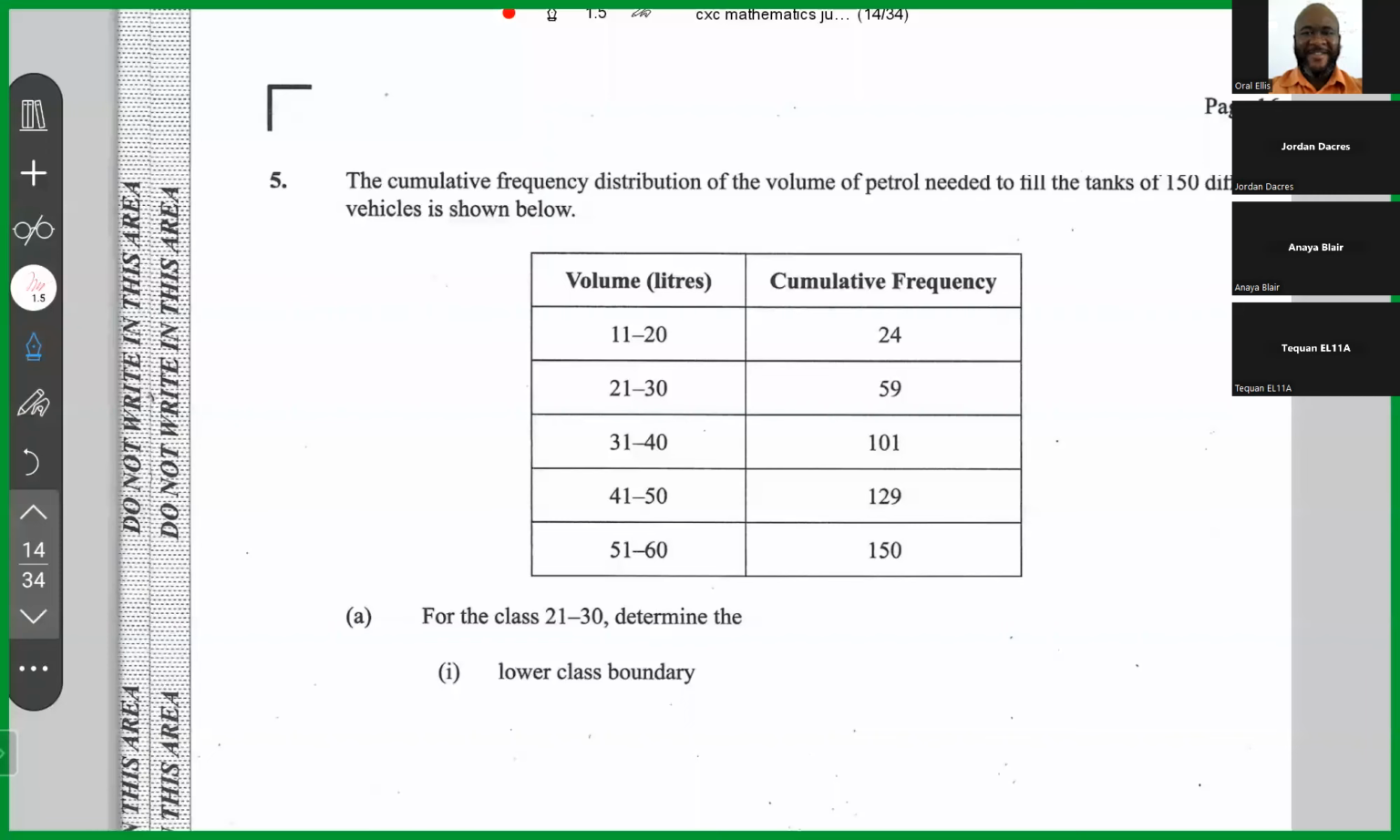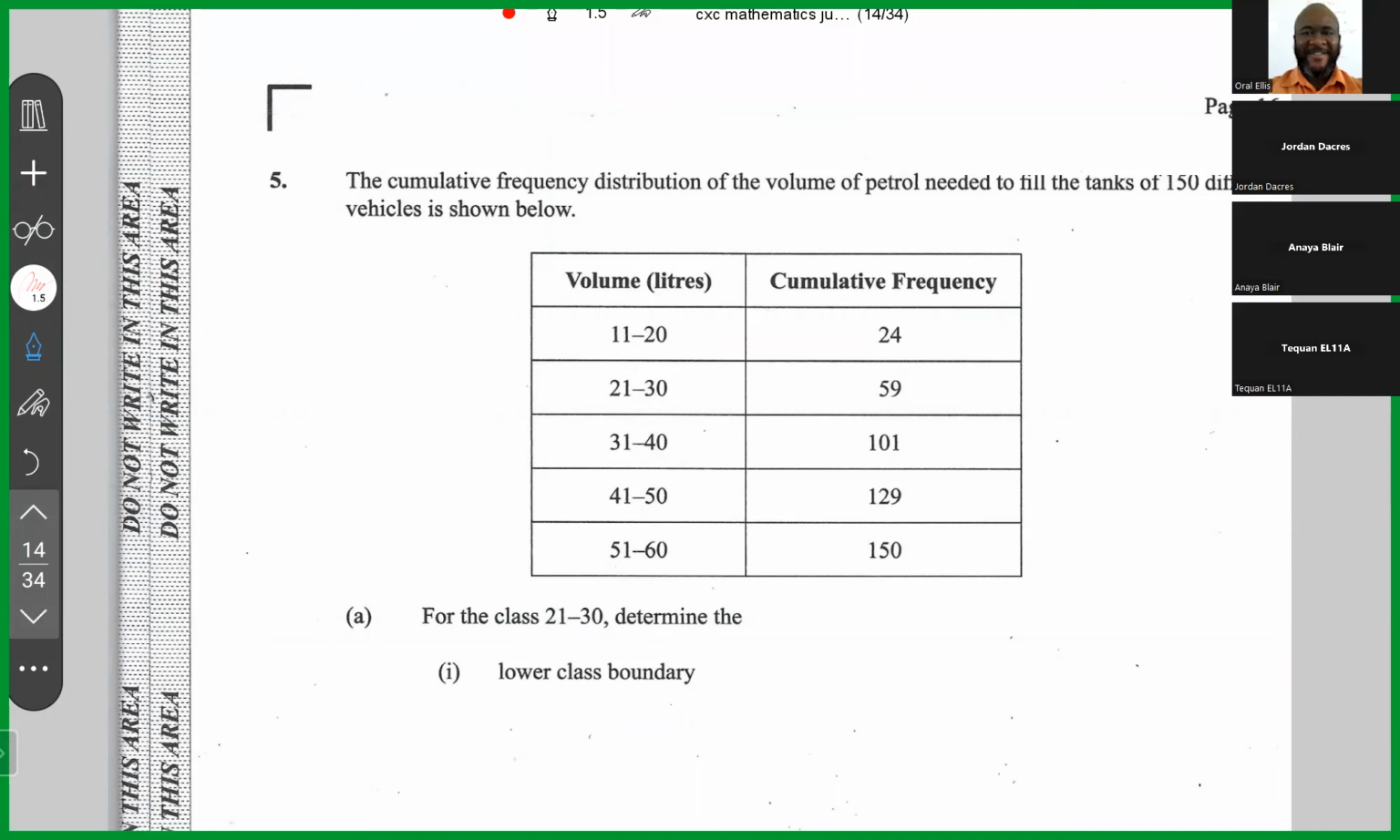All right, question number 5 says the cumulative frequency distribution of the volume of petrol needed to fill the tanks of 150 different vehicles is shown below. So this is sort of like a cumulative frequency table. Now for the class 21 to 30, we're to determine the lower class boundary.